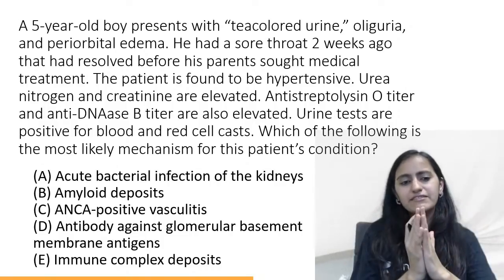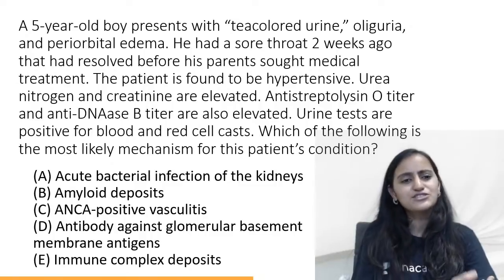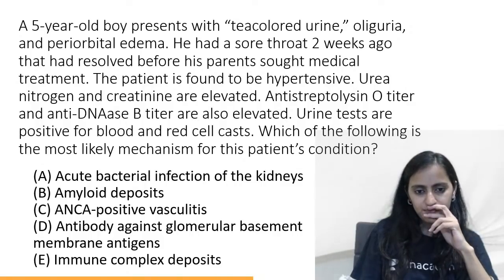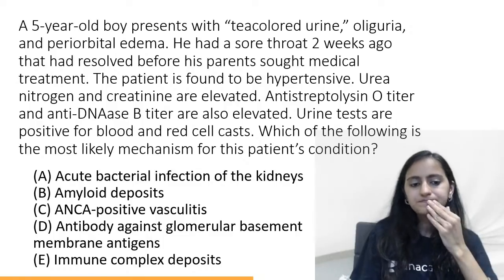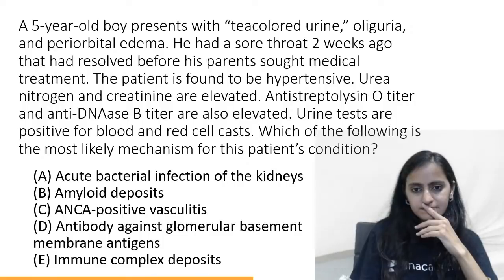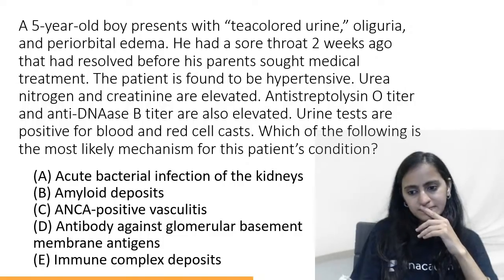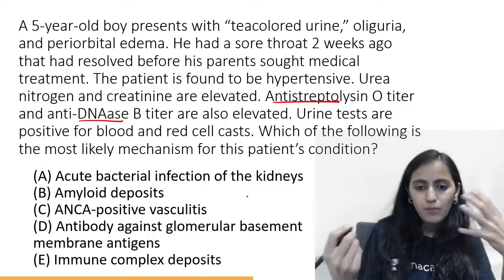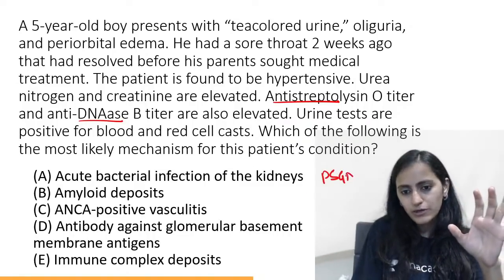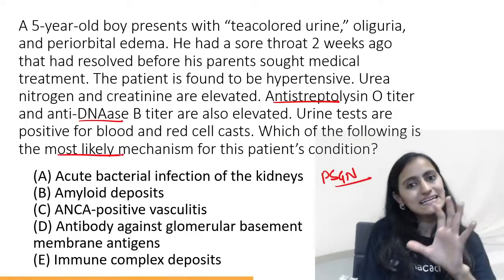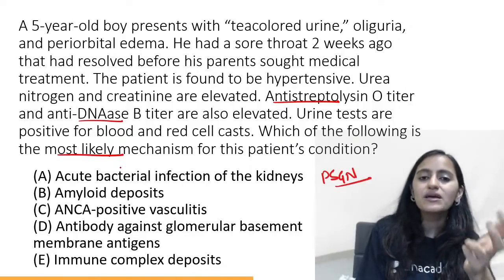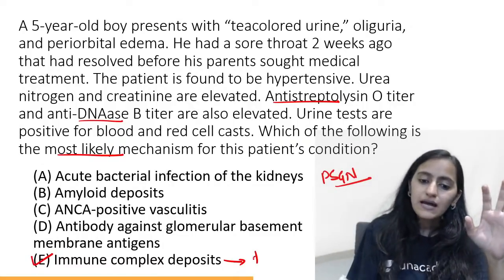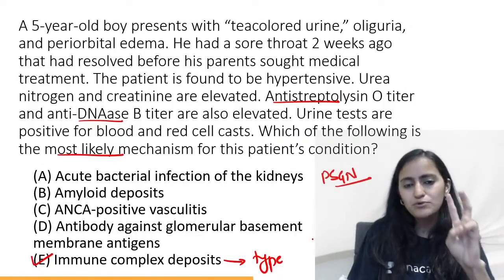This is your next question here. Read the question. Again, a bit of a lengthy question, to give you practice with such lengthy questions. So what do you think? Absolutely right. When you see that ASO titer and anti-DNase B titer are positive, you know that it is post-streptococcal glomerulonephritis. And the question is, what is the most likely mechanism? PSGN is basically immune complex deposition. What type of RPGN can it progress to? Type 1, type 2 or type 3?